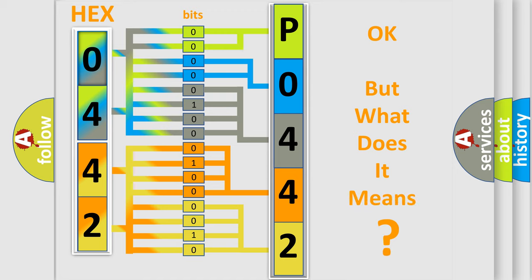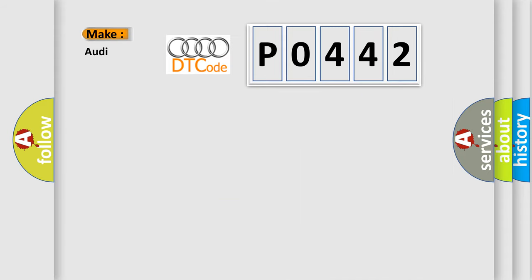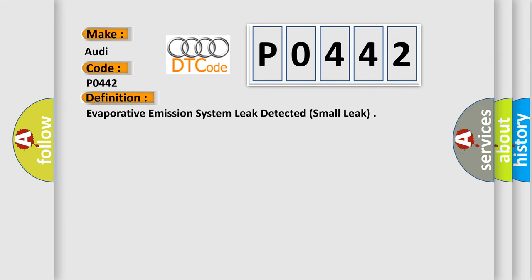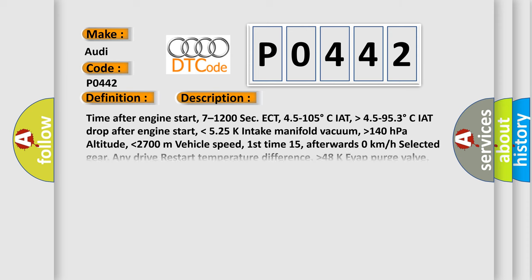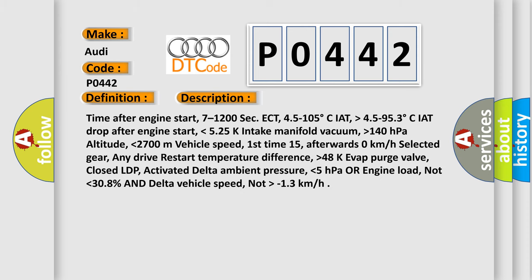The number itself does not make sense to us if we cannot assign information to what it actually expresses. So, what does the diagnostic trouble code P0442 specifically mean for Audi vehicles? The basic definition is evaporative emission system leak detected, small leak. And now this is a short description of this DTC code.